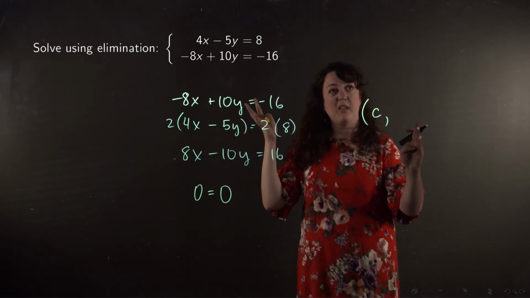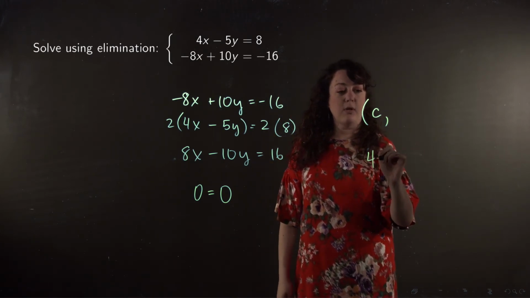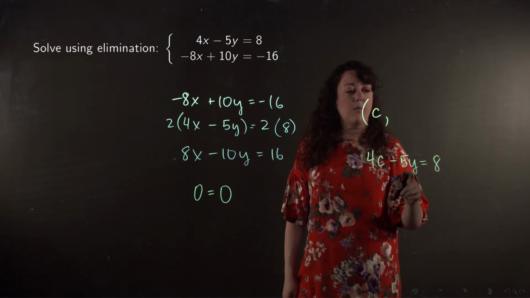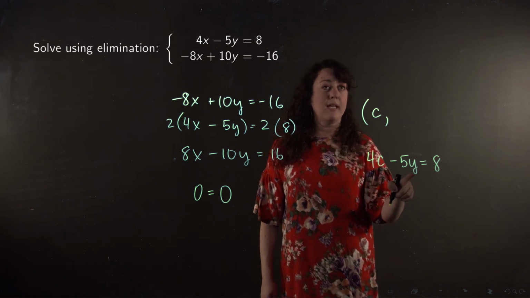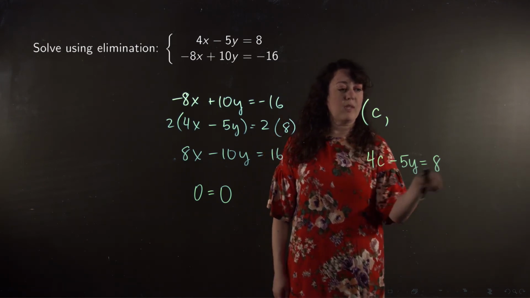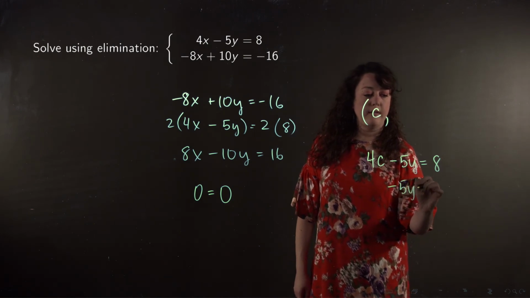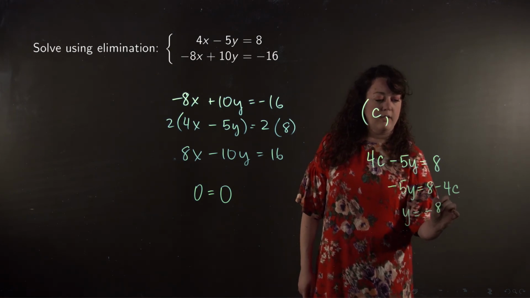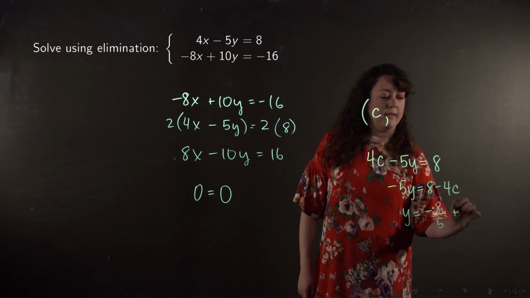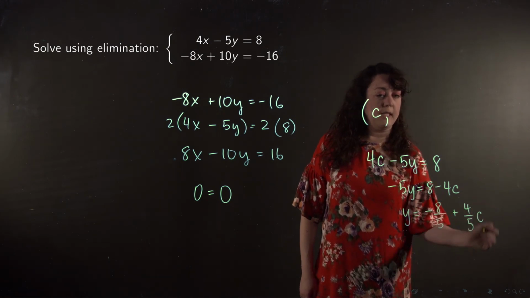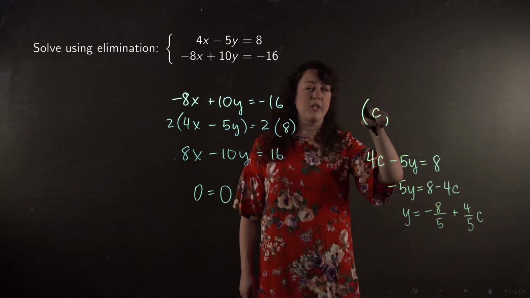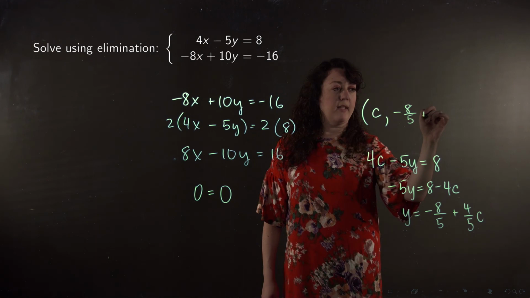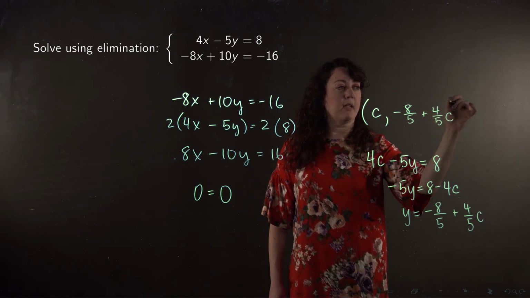Okay, so that's where you use either of your equations up here. So I'm saying that that's 4c minus 5y equals 8. And what I want to do is solve for this y value so that I can get y in terms of c. So I'll subtract 4c to the other side, divide by negative 5. So my y value needs to be negative 8/5 plus 4/5 c, which means if any x value is plugged in, to get the y value, I'm just going to take that value and do negative 8/5 plus 4/5 times my x value, which is c.